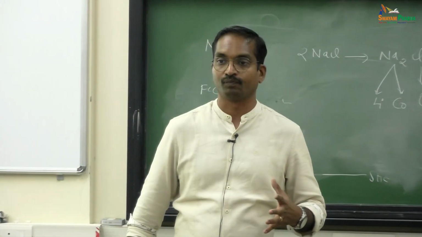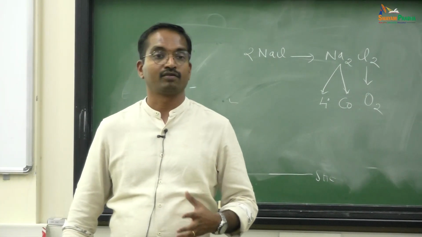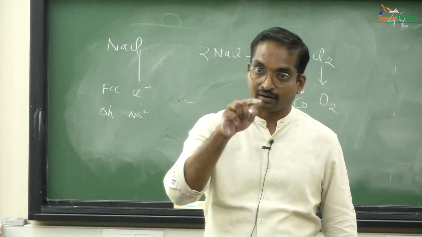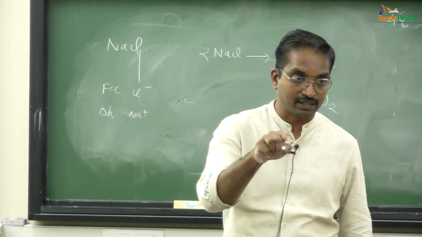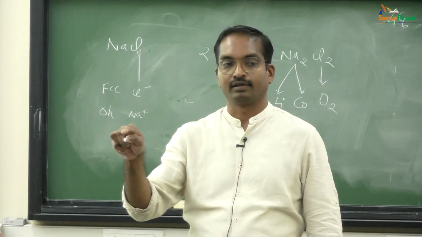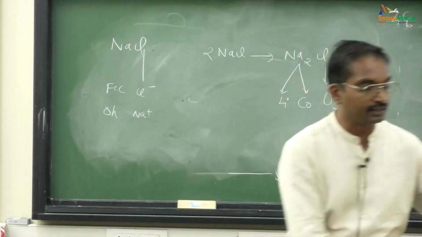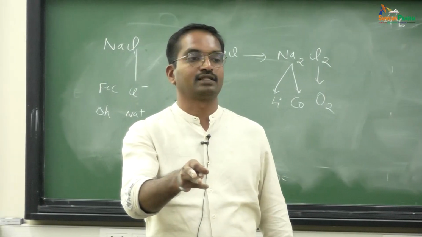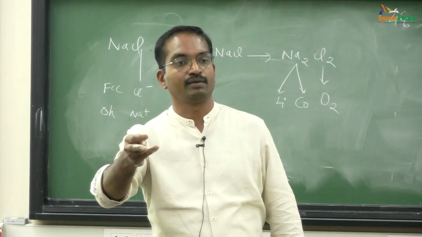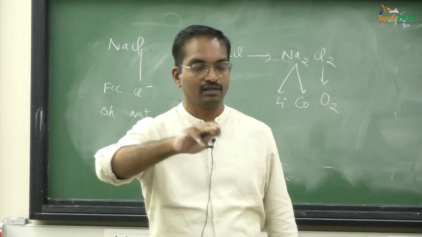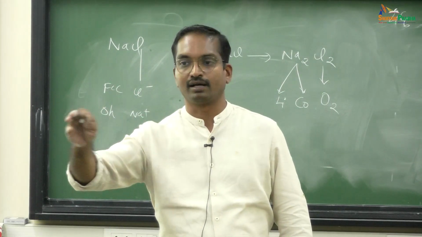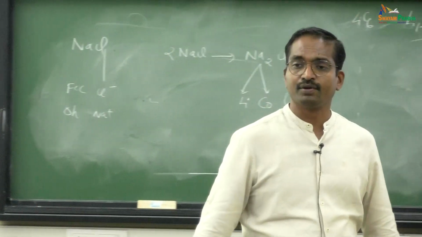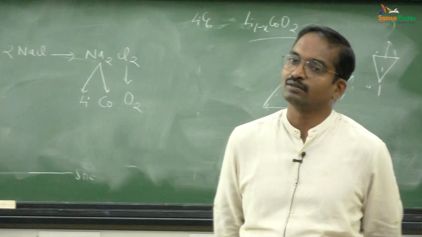How do you define this now? LiCoO2 is made of an FCC lattice of oxide ions, wherein half of the octahedral voids are occupied by lithium plus. Half means what? Not one side of the solid lithium and the other side fully cobalt. Alternate octahedral voids are occupied by lithium and cobalt alternatively, right? If you do it that way, you get the structure of LiCoO2.